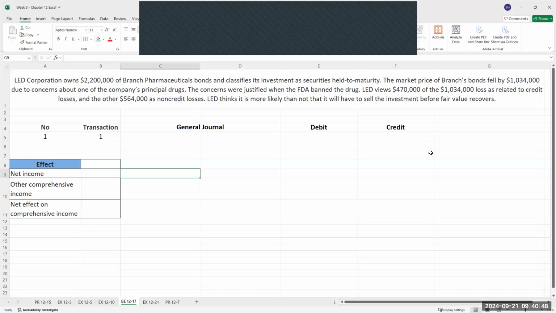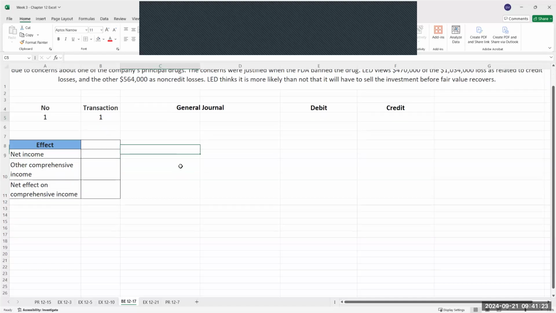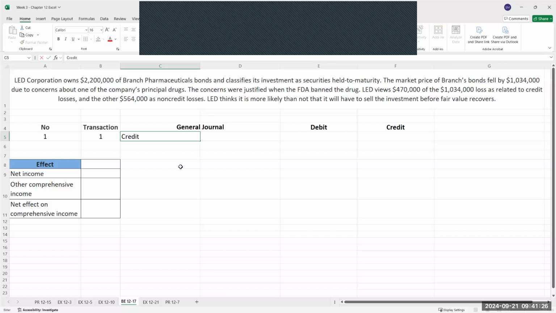LED viewed $470,000 of the 1,034,000 loss as related to credit losses, and the other 564,000 as non-credit losses. LED thinks it is more likely than not that it will have to sell the investment before the face value recovers. In such case, LED is essentially going to need to reduce the carrying value of the investment, use an allowance for credit losses contra account, and they would record the loss. So in such case, the journal entry would be as follows. We would debit the credit loss expense.